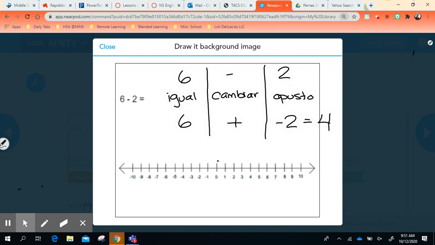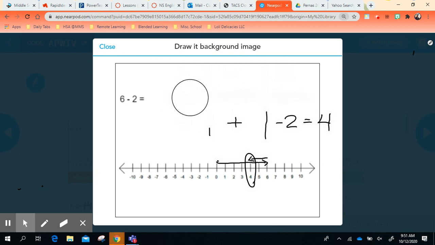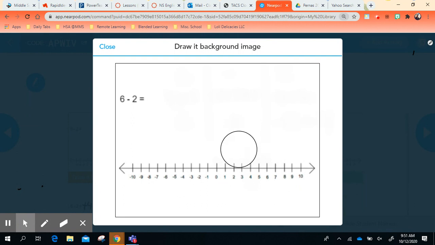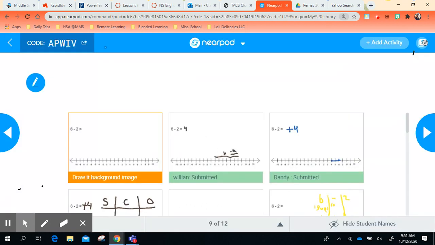we always start at 0. So we did positive 6. And then we added negative 7. Remember, your negative always goes to the left. So then once we got here, we went 1, 2. And then our answer was 4. Make sure you're checking yourself so you don't go over too many. Make sure you click submit.